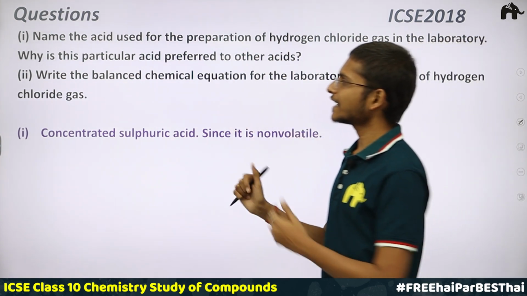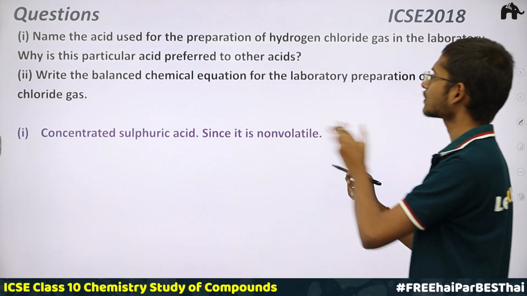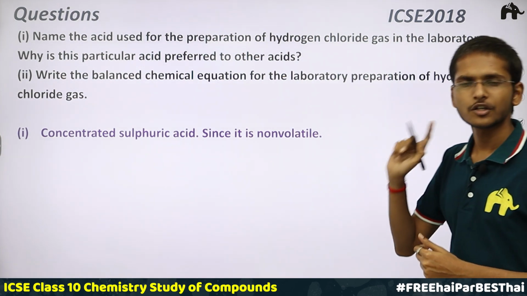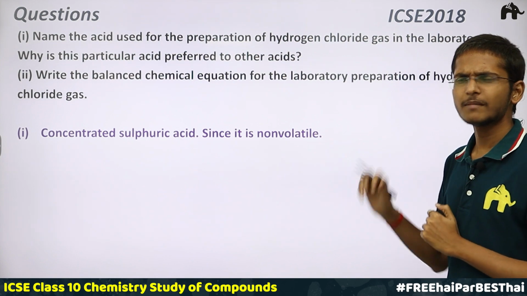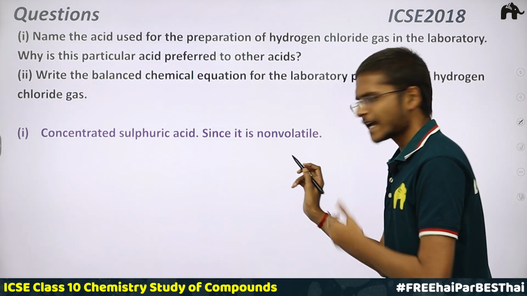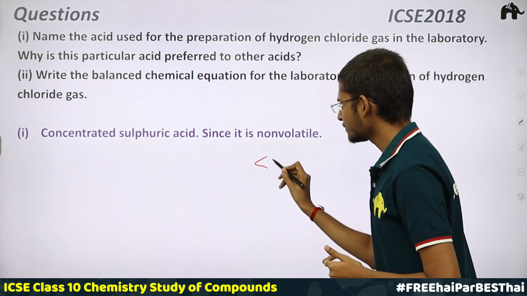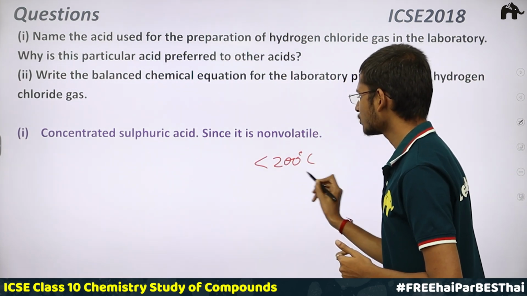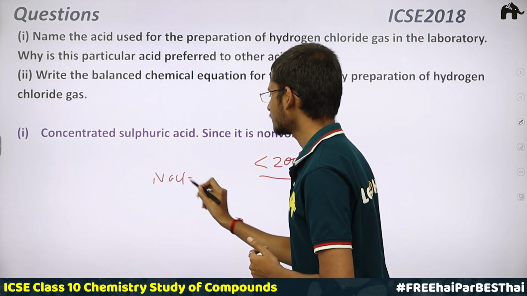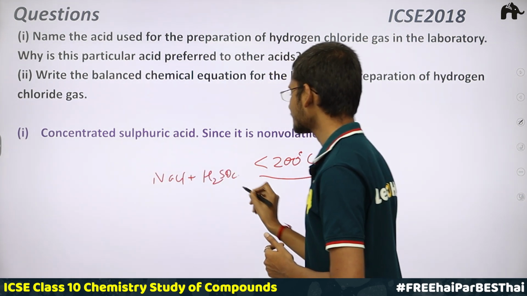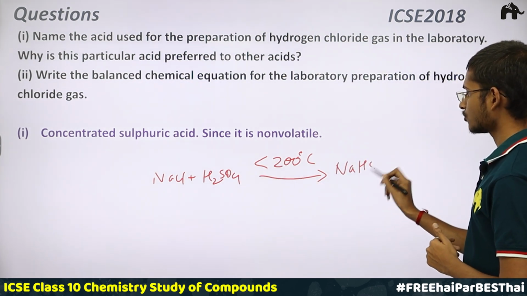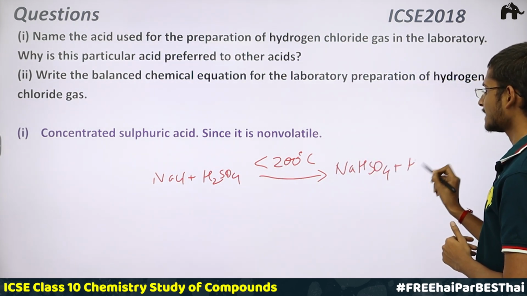Next is, second, write the balanced chemical equation for the lab preparation of hydrogen chloride gas. Okay, so we have studied the balanced chemical equation, right? Which is, when we are carrying out the reaction at the temperature less than 200 degrees Celsius. Okay, so we know the reagents, which is NaCl and concentrated sulfuric acid. And below 200 degrees Celsius, when we carry out, we know we get sodium hydrogen sulfate and HCl gas is released.